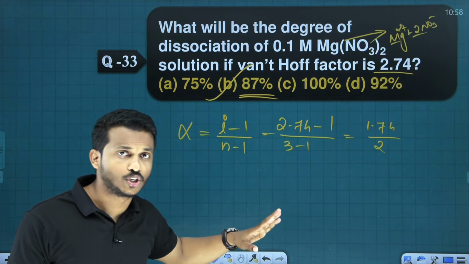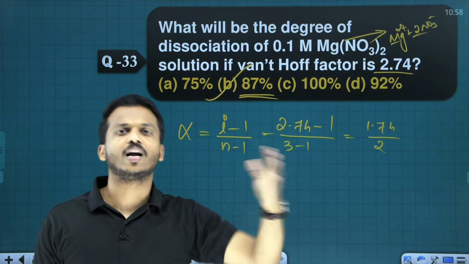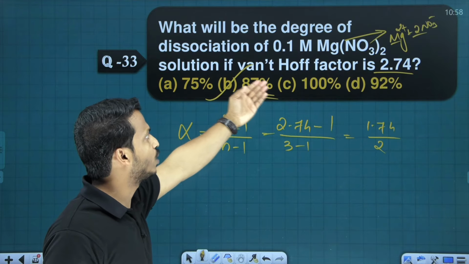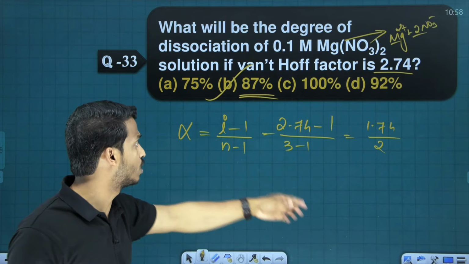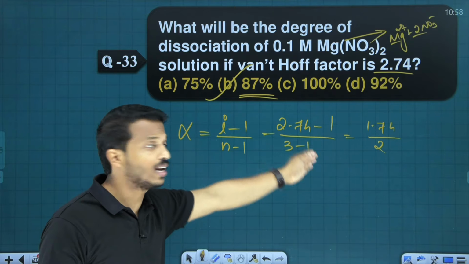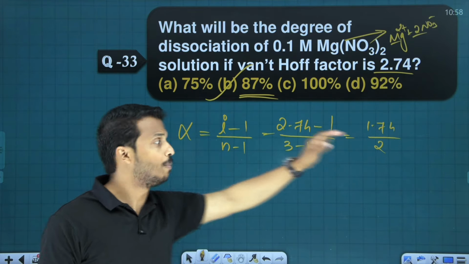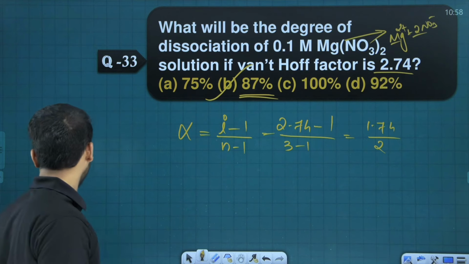If it is dissociation, check how many particles you are getting after dissociation. Mg(NO3)2 on dissociation gives 3 ions. So 3 minus 1 overall. And for the final answer, you should multiply with 100 because alpha is expressed in percentage.